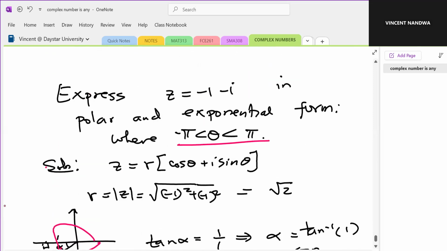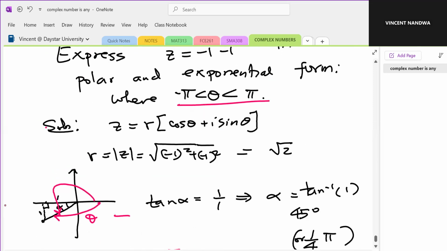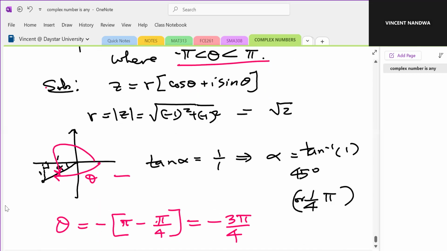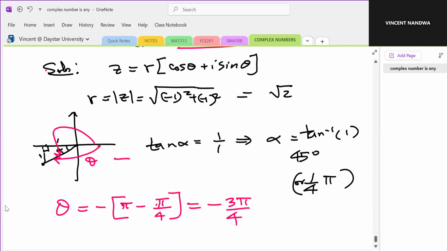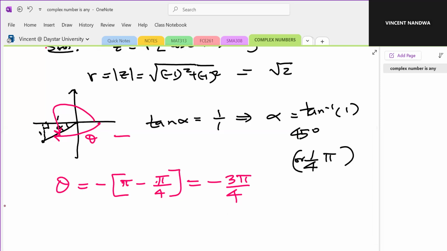But if the question was open, then you can as well take the other positive direction as 180 plus 45 degrees. But because the question specifies that theta must be between minus pi and pi, this must be the direction you pick. And you'll be interested in this angle here, which should be simply 180 or pi minus alpha. But remember, the reference is always the positive real axis. When you move downwards, values are negated. That's why I have this negative here.